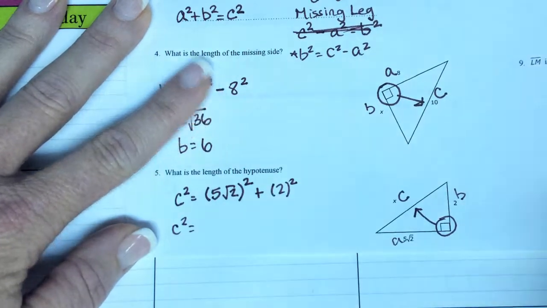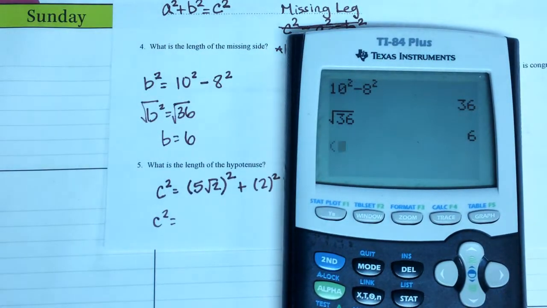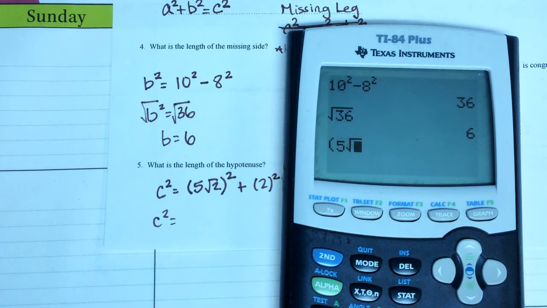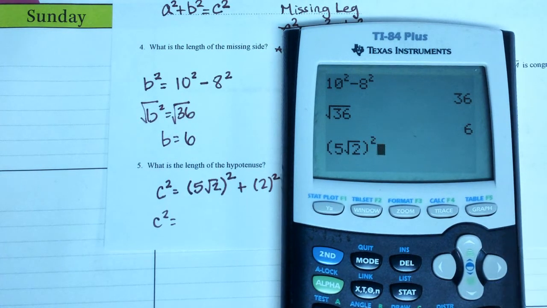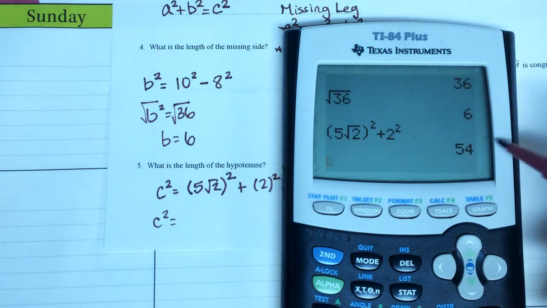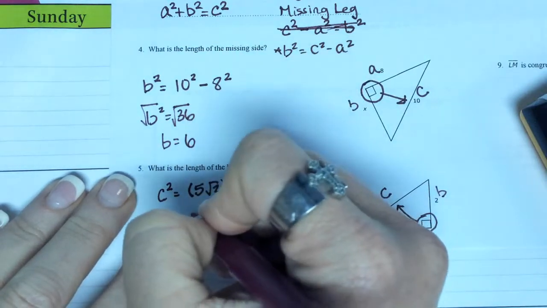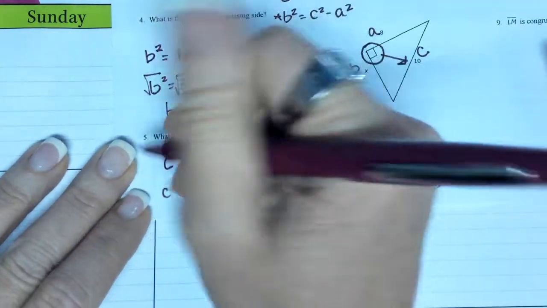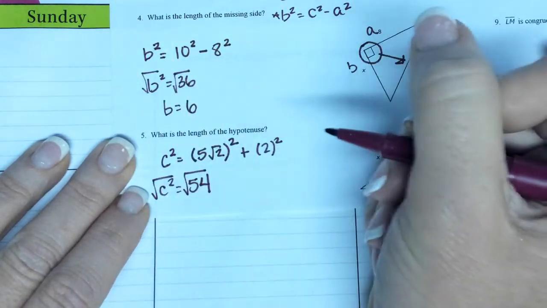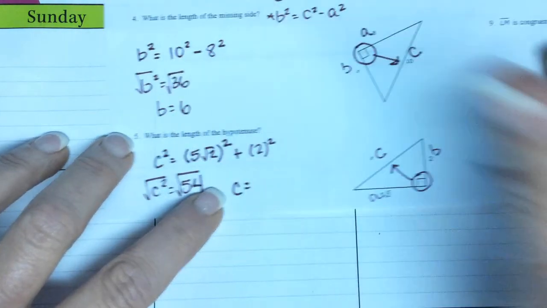So I'm going to do this right in the calculator with my parentheses and all. So I have 5 second square 2, and I'm going to square that plus 2 squared. So that gives me a value of 54. Okay, so now to solve for C, I need to take the square root of each side, and I'm going to get that C equals.